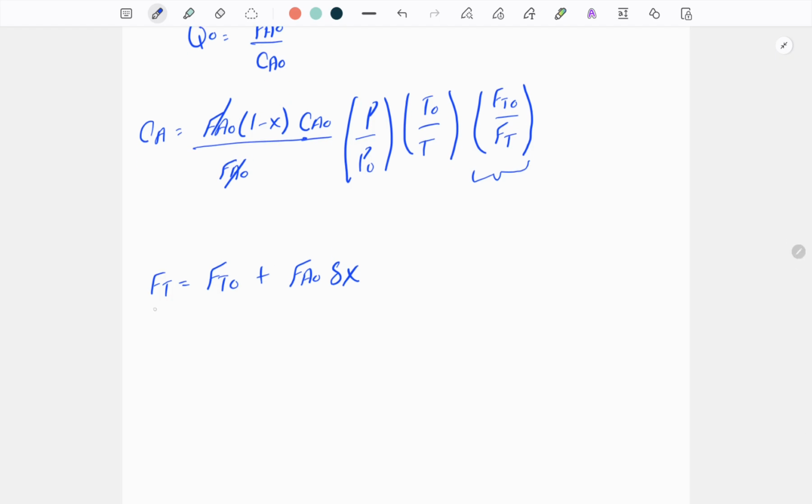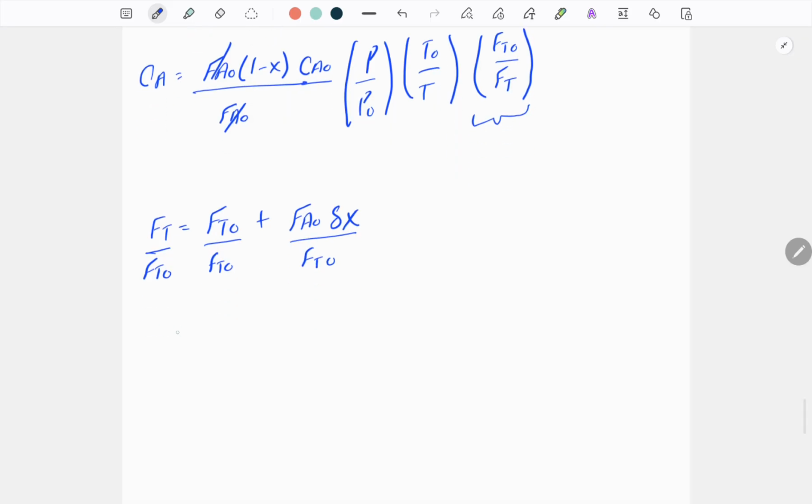And if we divide this by Ft naught, we will get 1 plus Fa naught divided by the initial total flow rate, Ft naught, times gamma times x. Okay, that's Ft over Ft naught.